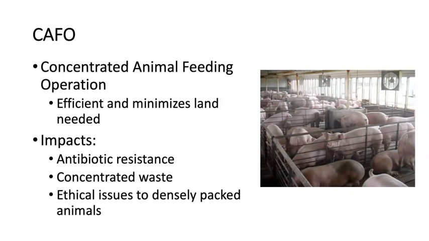But we can end up with problems such as antibiotic resistance because these animals are often given antibiotics to stay healthy. Being in such close quarters and such high density, disease spreads rampantly, so antibiotics end up necessary. Then there's concentrated waste. When you have 100,000 chickens in a very small area, that's a lot of chicken waste and a lot of nitrogen, so that can lead to eutrophication. And then also just the ethical issues of that many animals so densely packed into a particular space.